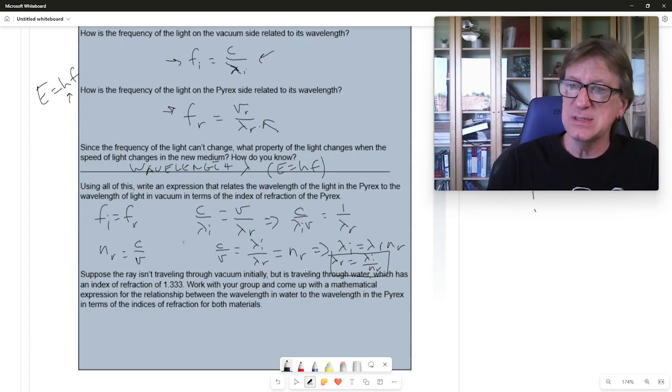The only difference is that the speed of light is now going to be c over 1.33. And so you're going to have to work out how I can relate that to my index of refraction. Pause the video and see if you can do it. This is an important skill that if you can do this, then you're in pretty good shape for this section. Pause the video.